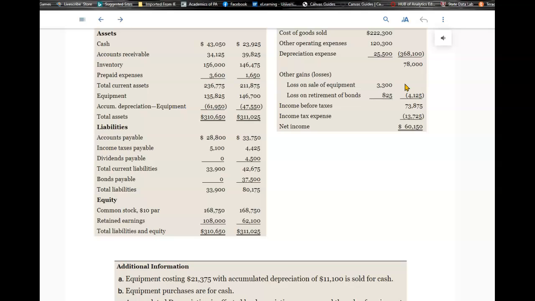So the book value of $10,275, from that I'm going to subtract $3,300. And that means the cash that I received on the sale was $6,975. Again, hopefully you followed me on this.